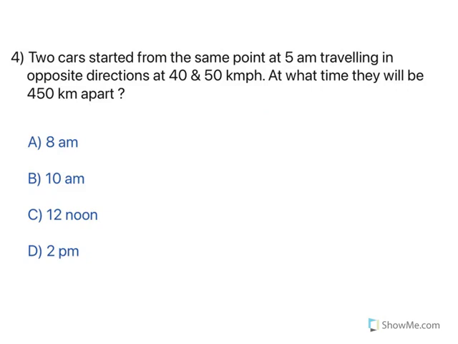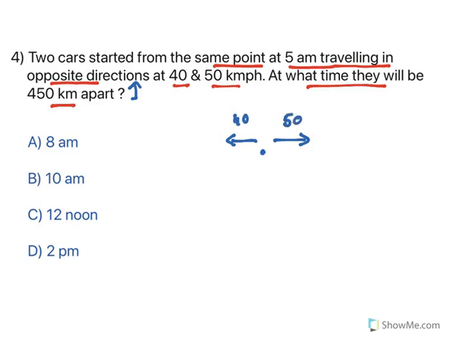Okay, I have come up with two examples to make sure the concept is very clear. Understand this one. Two cars started from the same point at 5 a.m. traveling in opposite directions at 40 and 50 kilometers per hour. At what time will they be 450 kilometers apart? Look at this. This is the point. One car is moving in this direction and the other car is moving in the opposite direction. This one is moving with 40 kilometers per hour, this one with 50 kilometers per hour. So the question is, after how much time will they be 450 kilometers apart?